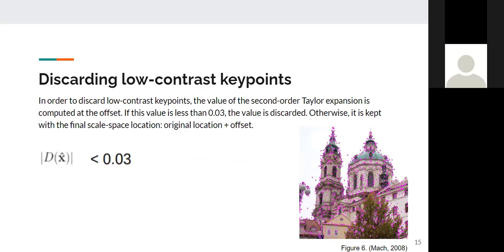Next step is to discard low contrast key points. In order to discard low contrast key points, the value of the second order Taylor expansion is computed at the offset. If this value is less than 0.03, the key point is discarded. Otherwise, it is kept with the final scale space location, which is the original location plus the offset. The image you see below is the image that we started with, but after low contrast key points have been discarded. Next slide.